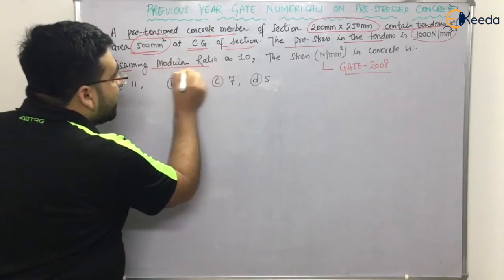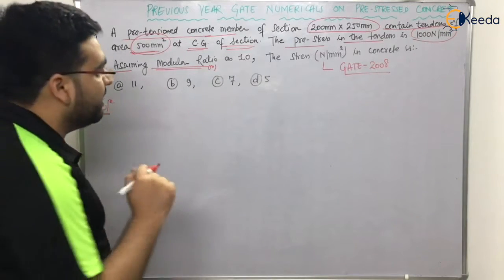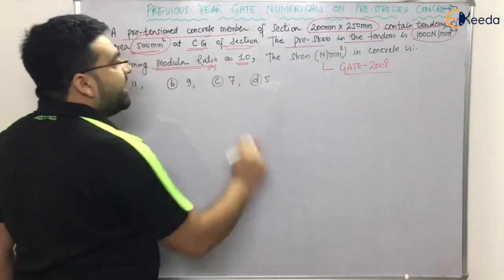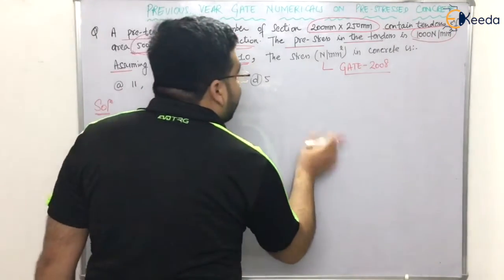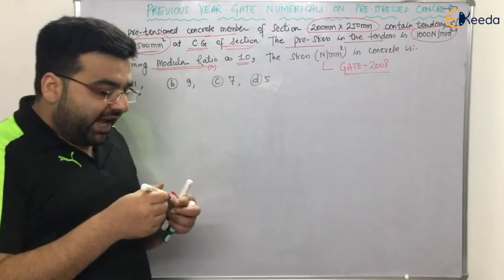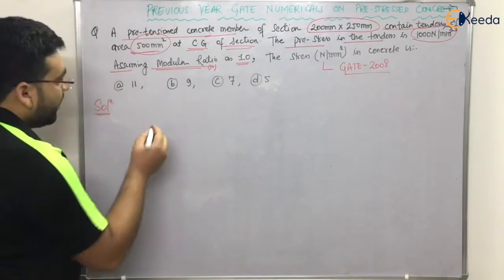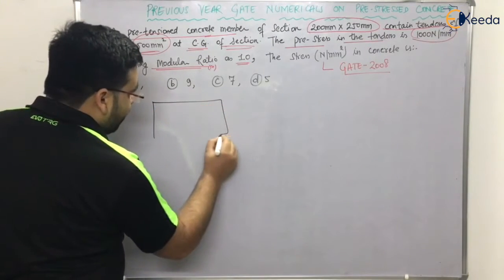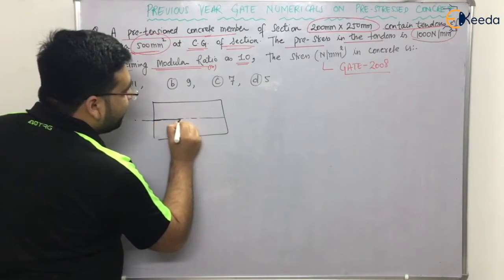Assuming modular ratio, which we have already discussed in the working stress method, as 10. 10 is the modular ratio given to you. The stress in concrete is, now what is the stress which the concrete has? Let me explain. Let us say this is a beam and this was a section. So the tendons are at the neutral axis.